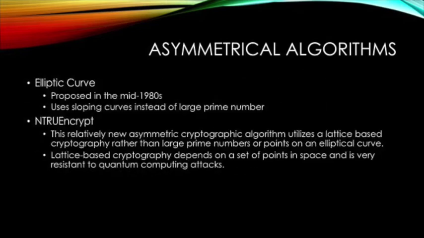Elliptic curve was proposed in the mid-1980s. Elliptic curve uses a curve instead of a large prime number. Next, we're going to look at NTRUEncrypt, a relatively new asymmetrical cryptography algorithm that utilizes lattice-based cryptography rather than a large prime number or points on an elliptic curve. Lattice-based cryptography depends on a set of points in space and is very resistant to quantum computing attacks.